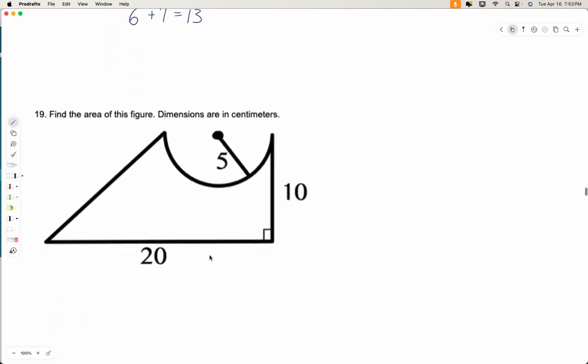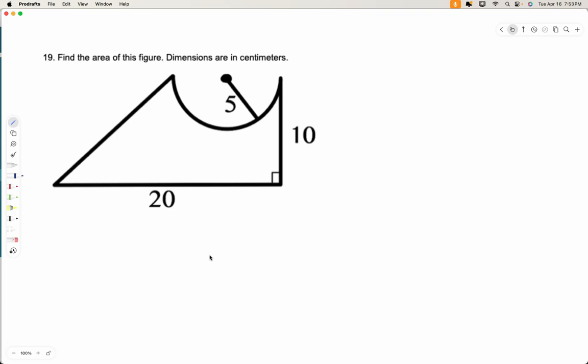All right, last one. Find the area of this figure. Dimensions are in centimeters. So the first thing I see is we've got to break it down into shapes. So I'm going to break this into a triangle here. And if this is 10, then this has to be 10. And if this radius is 5, then this radius is 5, and this radius is 5. 5 and 5 is 10. So this has to be 10. So if this is 10, then this is 10.